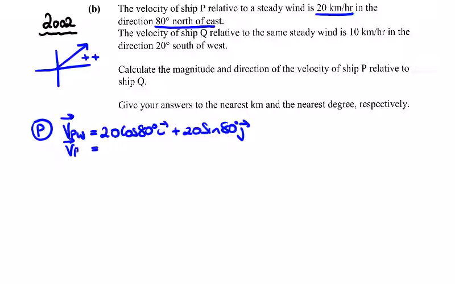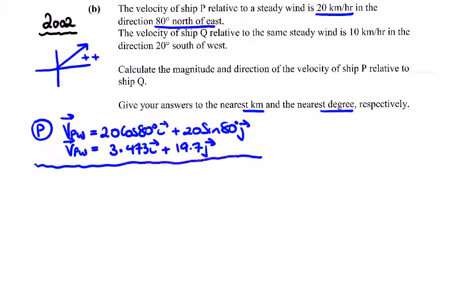So what does this give us? 20 cos 80 is 3 point, what are they looking for here? Nearest kilometer, nearest degree. Okay, we'll go 3 decimals, 3.473 in the I direction plus 19.7 in the j direction. That's P. What's happening here with Q?